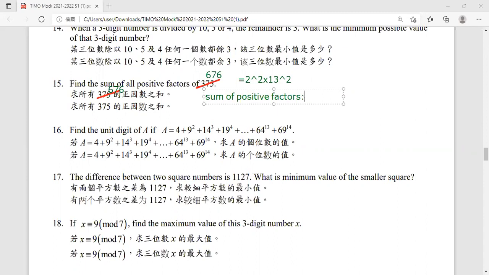The sum will be what? Now I have two 2's, so 1 plus 2 plus 2 squared. I have two 13's, and then times 1 plus 13 plus 13 squared. Which equals what? Is it 7 times what? And then you get the answer. Okay, you got the answer.